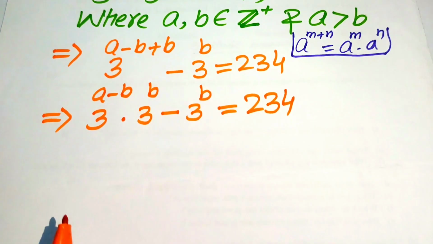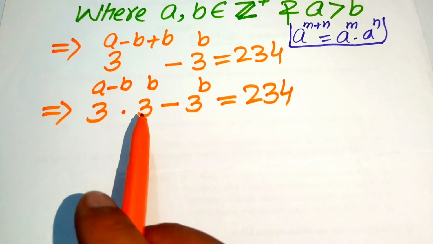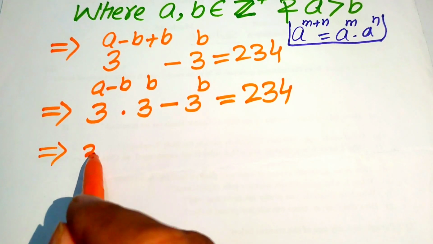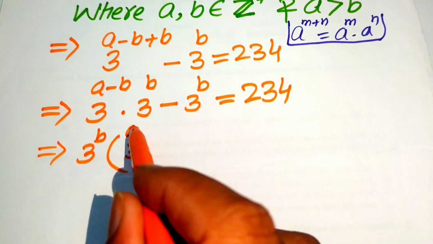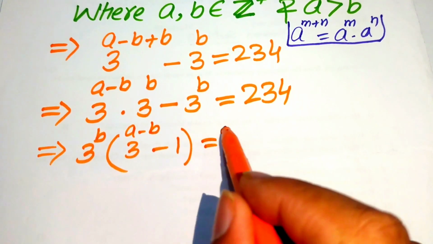And now in the next step, we see here 3 to the power of b is the common term, so we take 3 to the power of b common, and the remaining terms are 3 to the power of a minus b minus 1 equals 234.